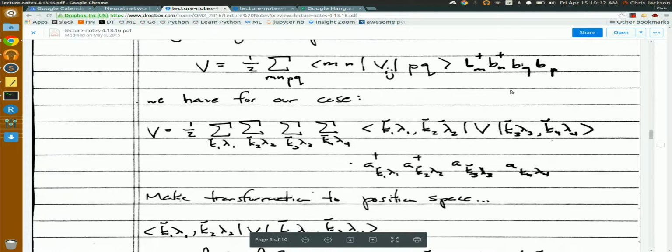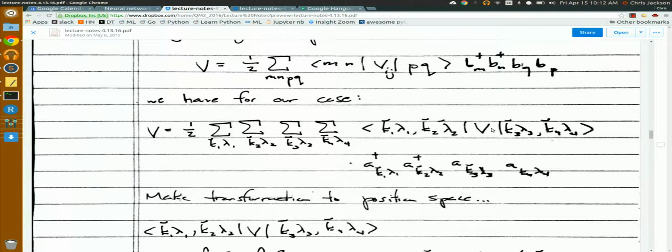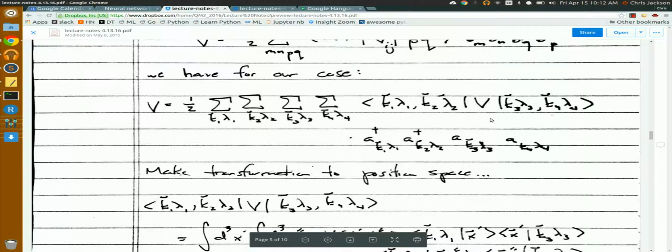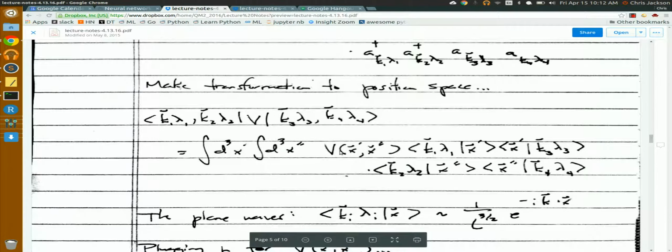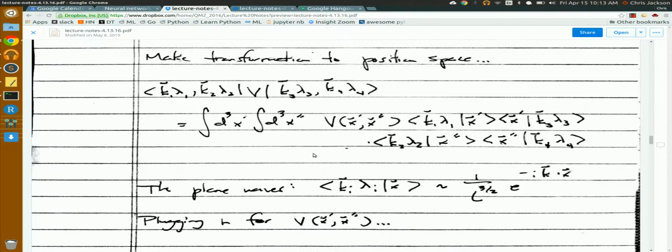And so we plugged in what we had, and we noted that the potential only depends on position coordinates, right? So in order to evaluate that, it'd be nice if we could hit it on position eigenkets. So we did that. We inserted 2 complete sets of position states, right? That allowed us to evaluate that V and pull it out. Now it's just a function of these numbers that we're integrating over because of the completeness relation.